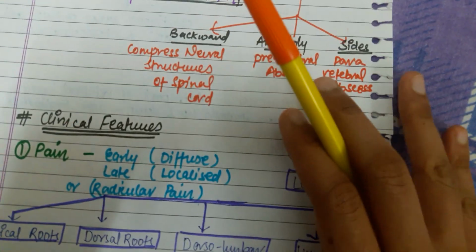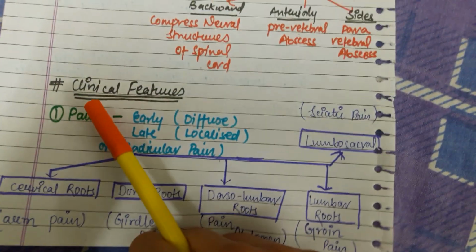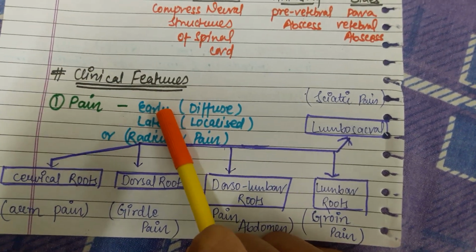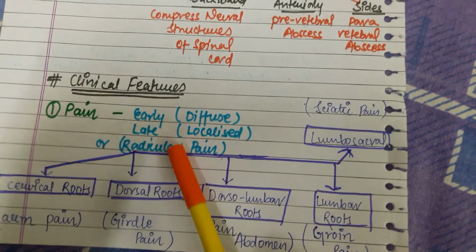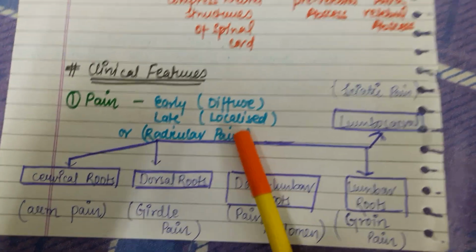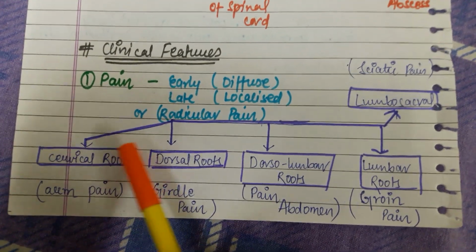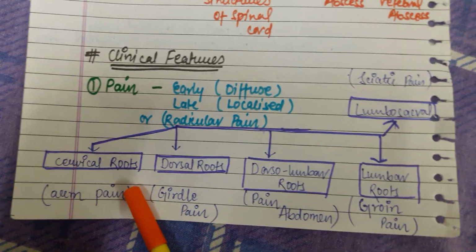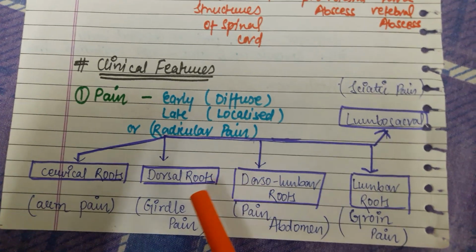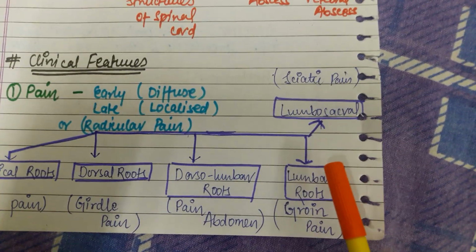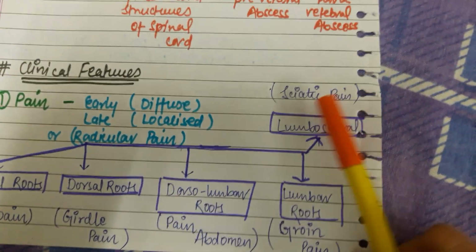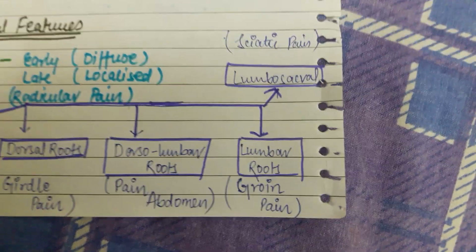Now coming to clinical features. First is pain. In early cases, pain is diffuse. In late cases, it is localized or radicular pain depending on which root is involved. Like if cervical root is involved, arm pain will be there; dorsal root, girdle pain; lumbar root, pain abdomen; lumbar root, groin pain; and lumbosacral is sciatic pain.